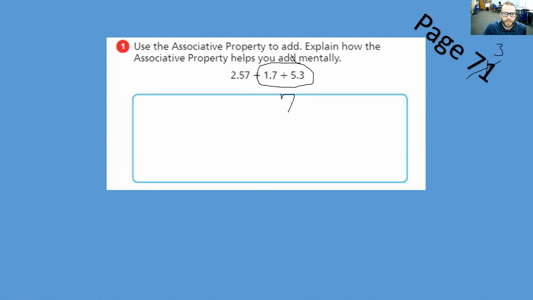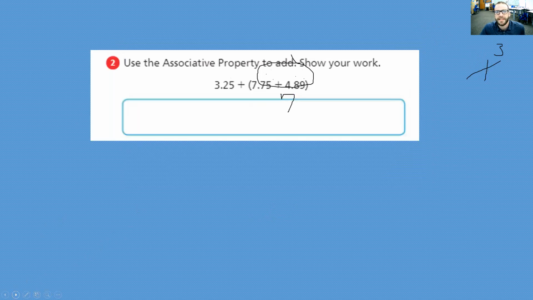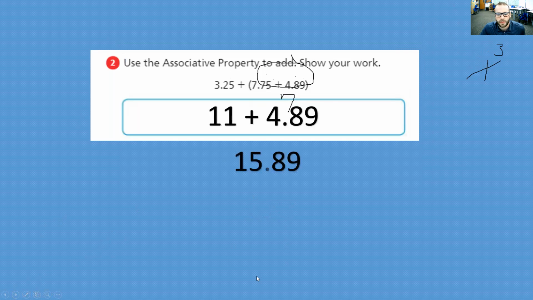Okay, so the reason that we can change the order is to make it easy math. 7 plus 2.57 is 9.57 because then you just have to add the wholes together. Same idea using the associative property. Using the associative property, add these up.